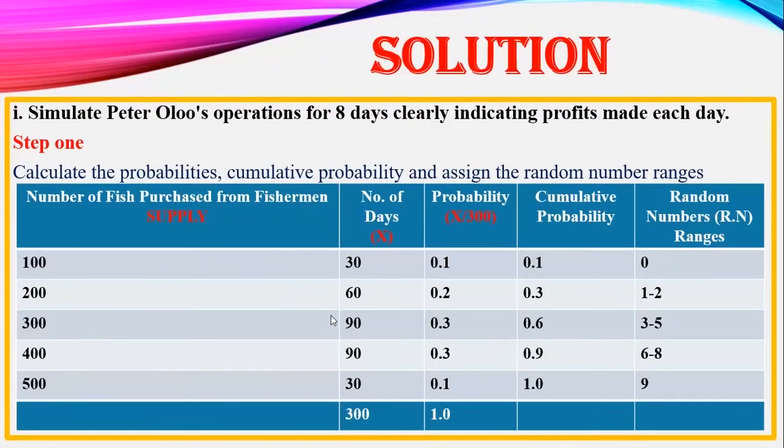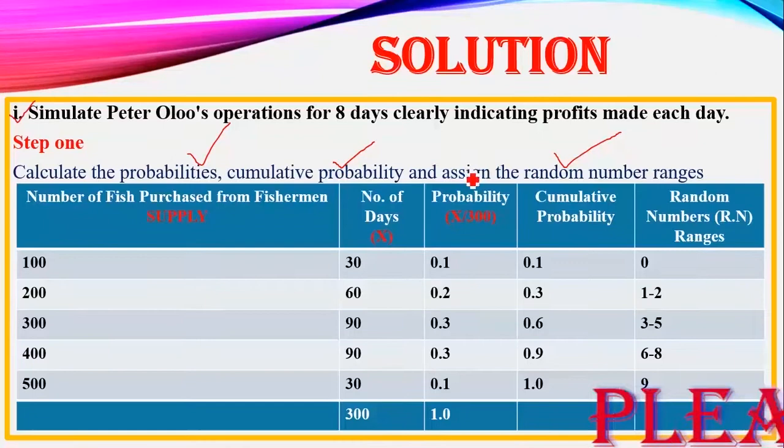We start with the first part of the question. Simulate Peter Olo's operation for 8 days, clearly indicating the profits made each day. So we are going to follow some steps. One, you are going to calculate the probabilities, get the cumulative probabilities, and from that we are able to assign random number ranges. Then the random number ranges will help us to allocate the random numbers, and after that we can simulate the profits for 8 days.